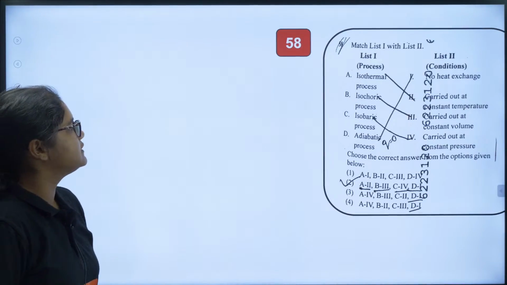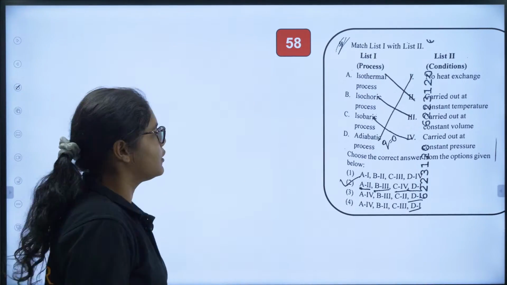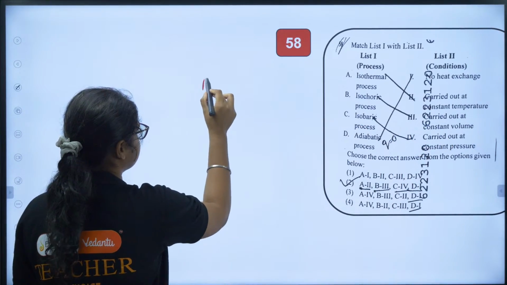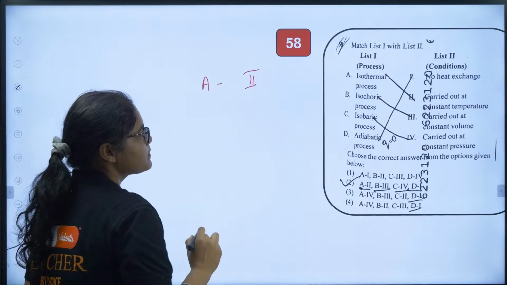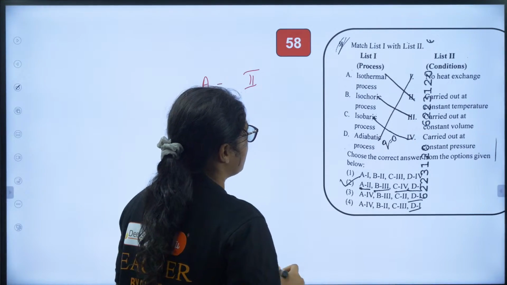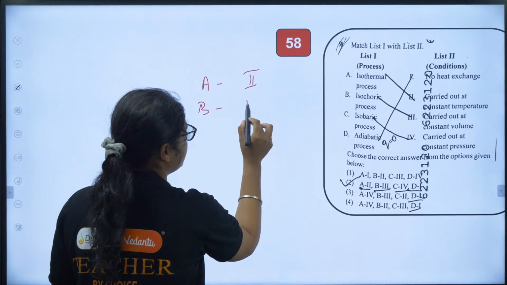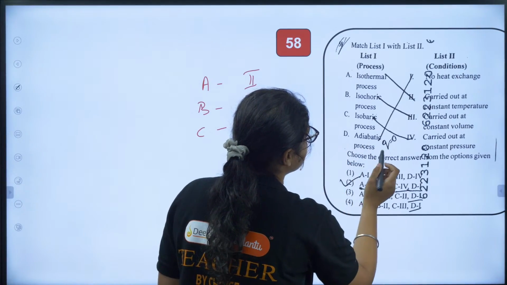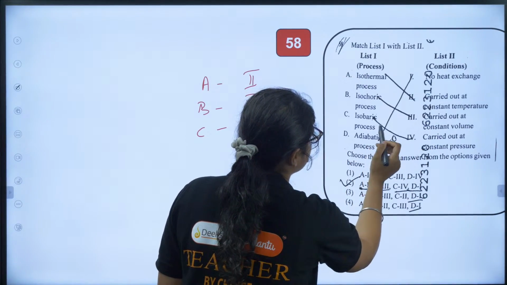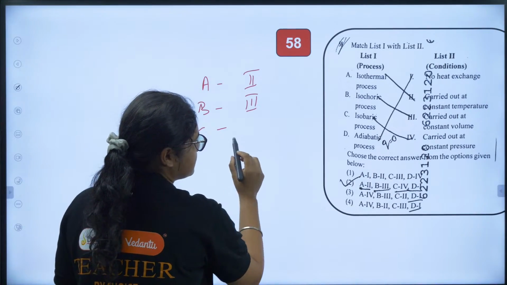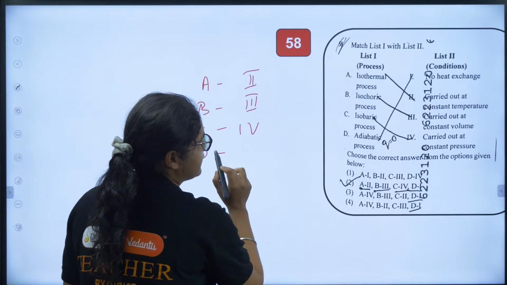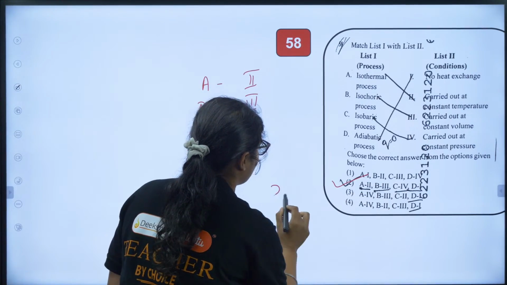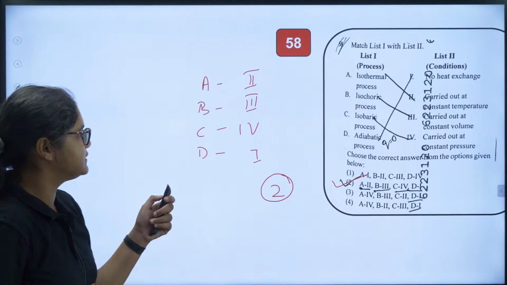Okay. Now this question, again a very easy question from the thermo chapter. Isothermal process is carried out at constant temperature. I'll write it separately here. For A it will be 2. Isochoric process is at constant volume, so B will be 3, right? And then you have isobaric process, so that is C. For isobaric process at constant pressure, C will be 4, and then D, adiabatic process will be your 1. So the correct answer for this question will be option number 2. Okay, very easy question this one.